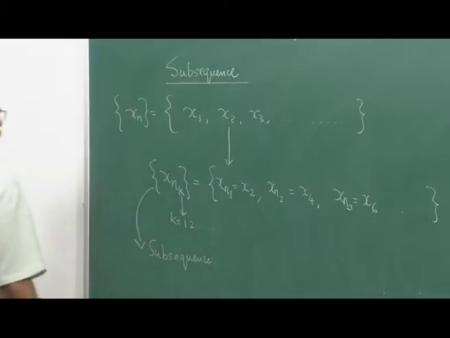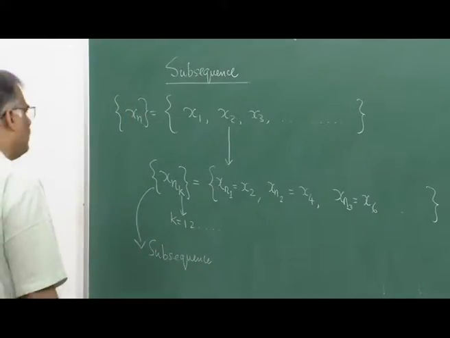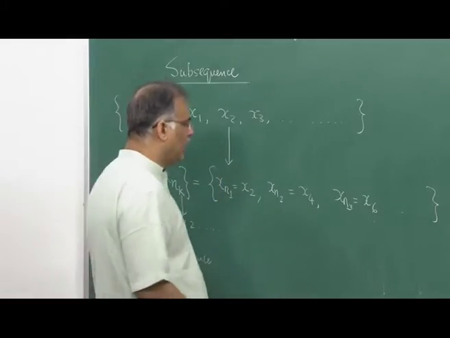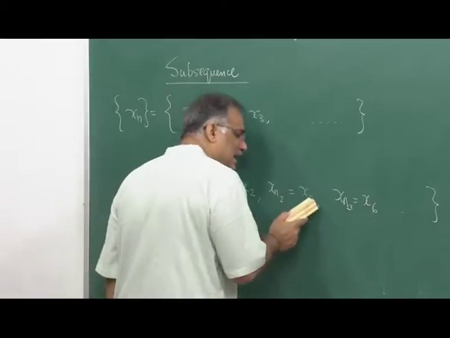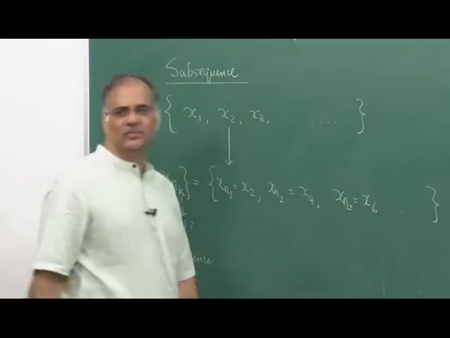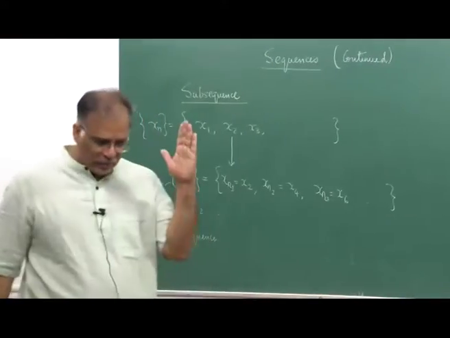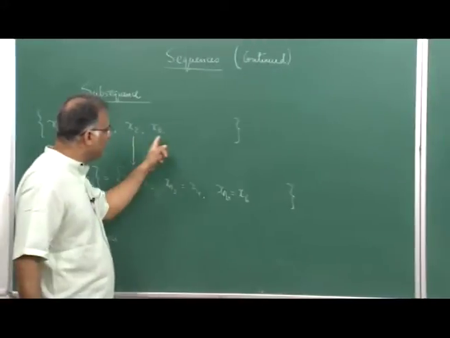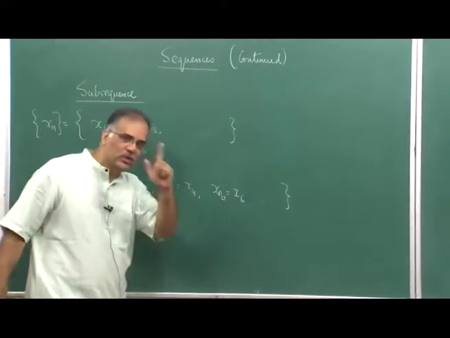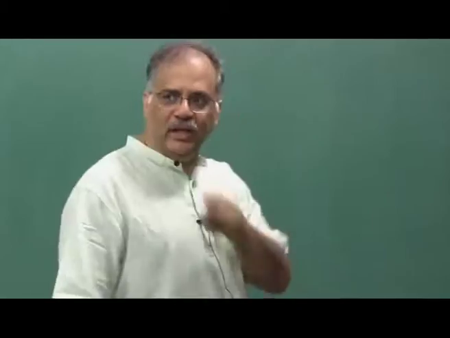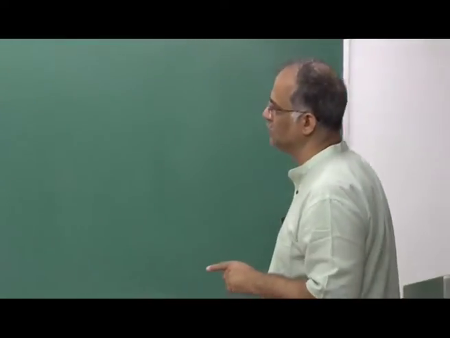Now, what is the nature of the subsequence? For example, I have xn1 as x2. If I have xn2 as x6, I cannot write xn3 as x4. The order in which the elements appear in the sequence, the same order has to be maintained also in the subsequence. If you do not maintain that order, it is not a subsequence.